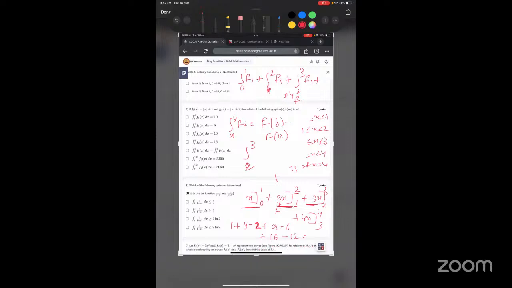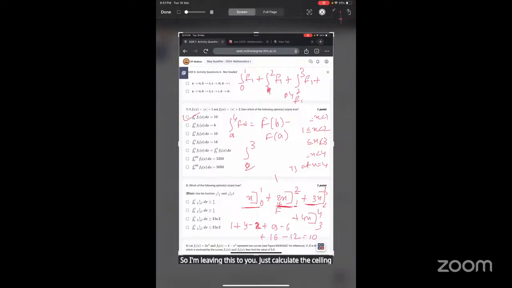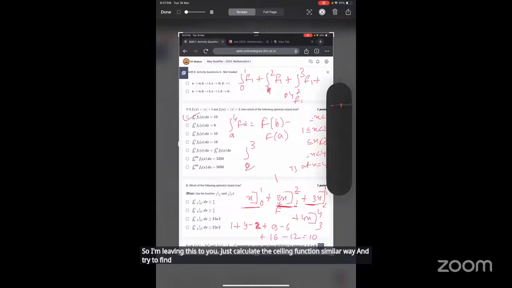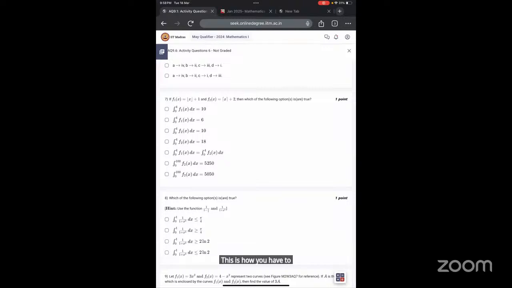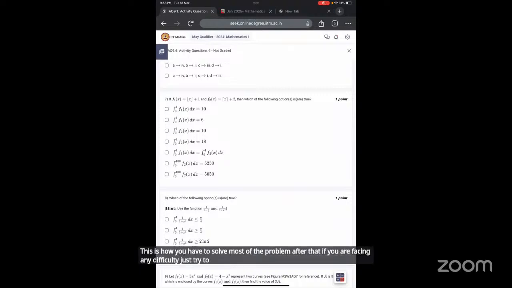Okay. So the first option is correct. 10 is coming, right? Yes, madam. First is correct. Similarly, you can also do it for the ceiling function, so I'm leaving this to you. Just calculate the ceiling function in a similar way and try to find the correct answer. Anything else? Any other doubt? This is how you have to solve most of the problems. After that, if you are facing any difficulty, just comment on the Discord. You can tag us.